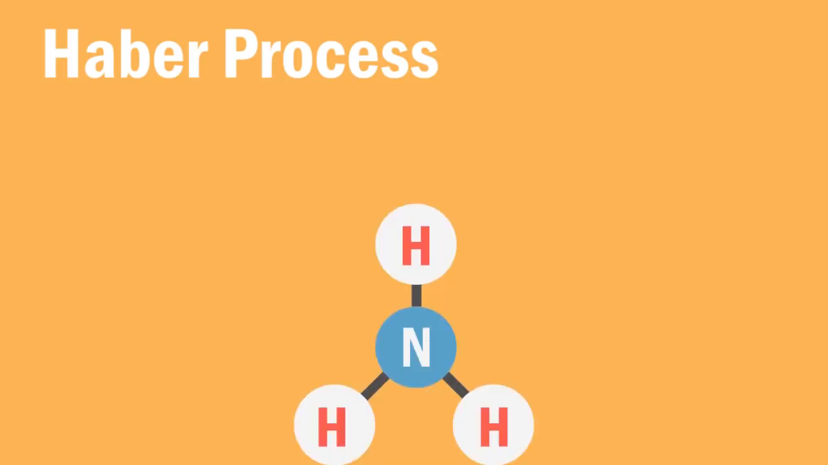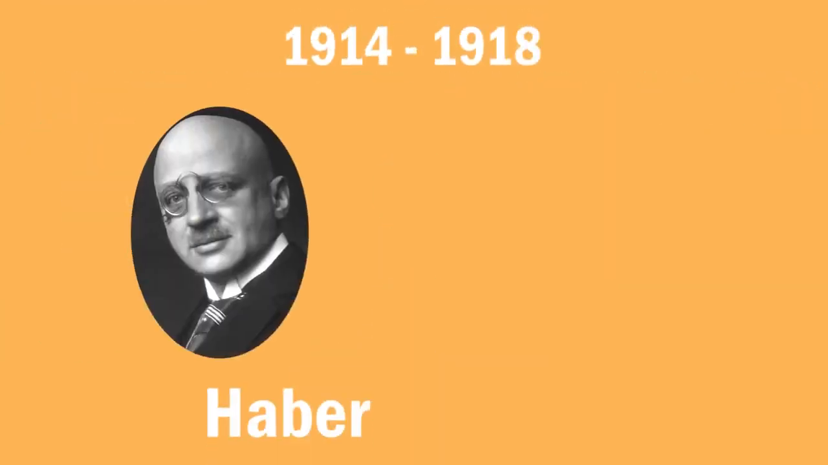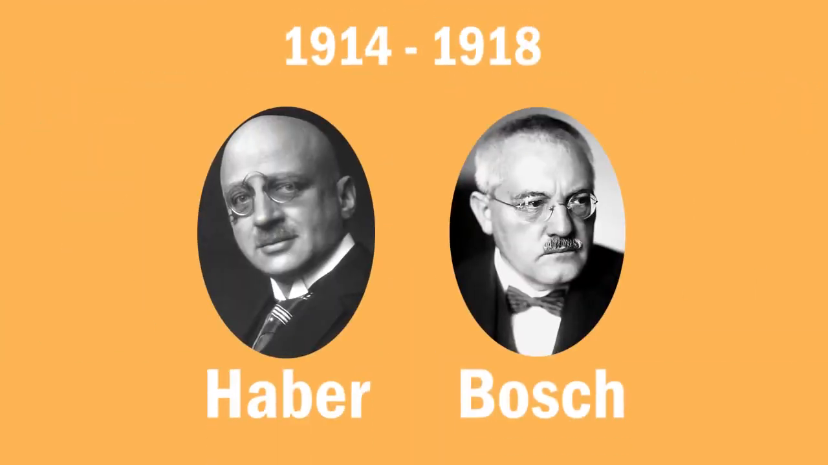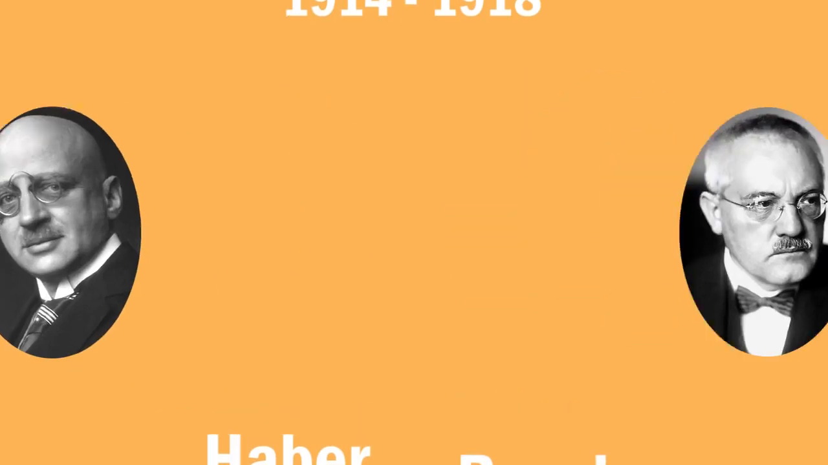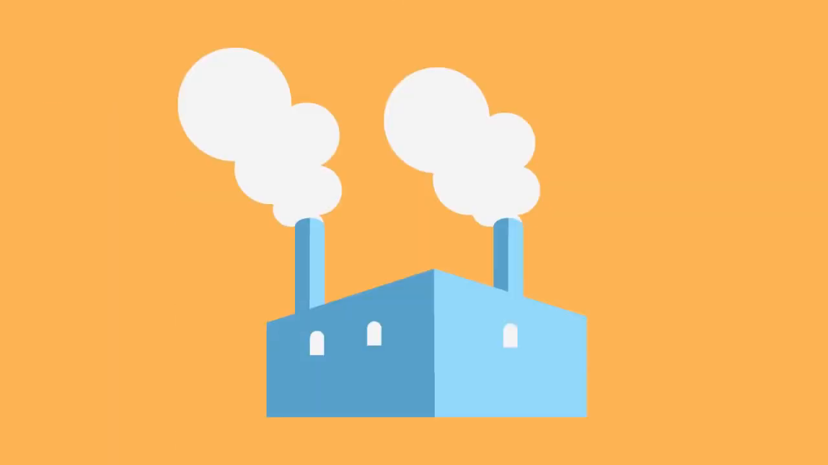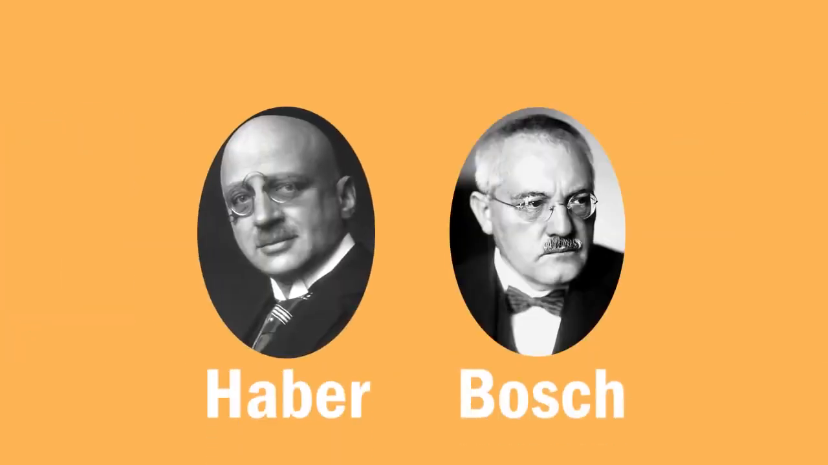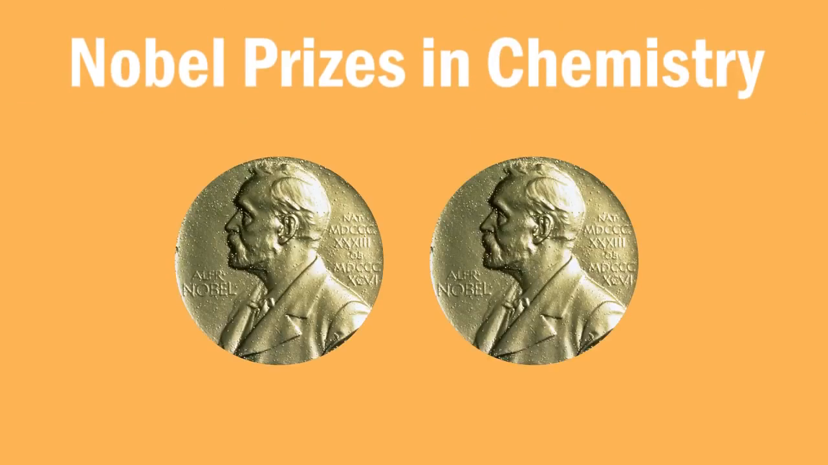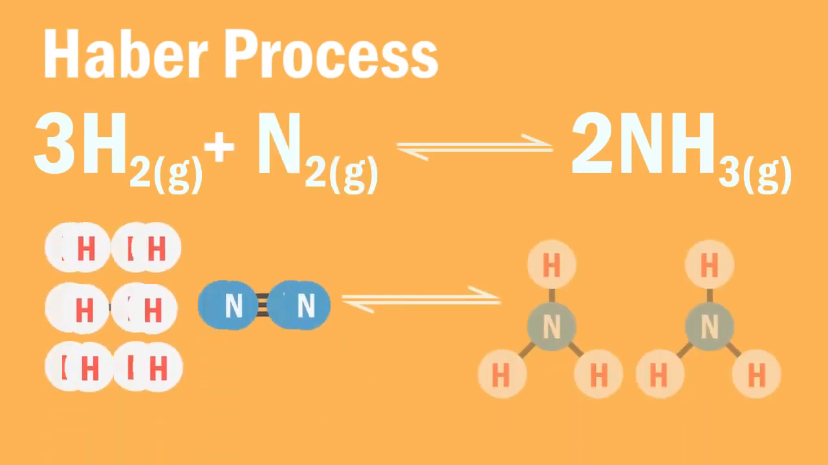In this lesson, we will learn about the Haber process to produce ammonia, developed during World War I by Fritz Haber and Carl Bosch. For their efforts and contributions to developing large-scale industrial processes, they were awarded Nobel Prizes in chemistry. The Haber process is the industrial process for the manufacture of ammonia from hydrogen and nitrogen.